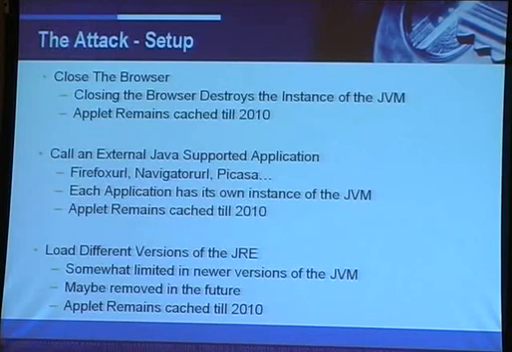The second way is to call an external Java-supported application. The funny thing is that each instance of every different application spawns its own instance of the JVM. So if you have Mozilla Firefox and IE7 and you open them both up and go to a page with a Java applet, they'll load two different instances of the JVM. Although they share the same cache, they'll do different DNS pinning, because the IP address is not pinned to the life of the applet, it's pinned to the life of the JVM.